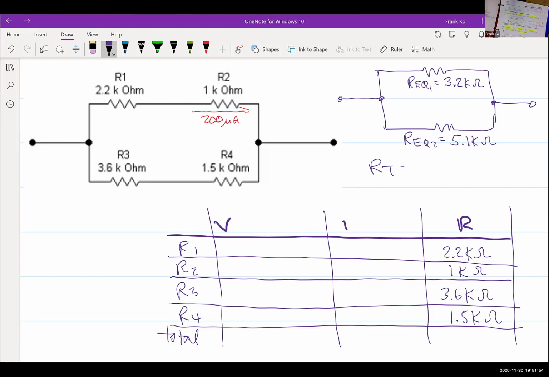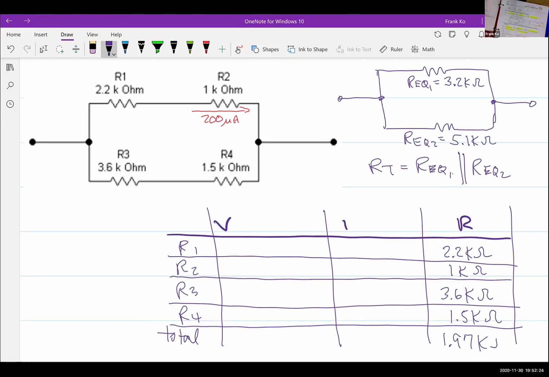So my R total is equal to REQ number 1 in parallel with REQ number 2. Can you do that, please? Can you put these 2 in parallel with each other? And if you do, it should calculate to be an RT. That's a 1.97, yes? 1.97 kilo ohms. Is everybody okay with that?